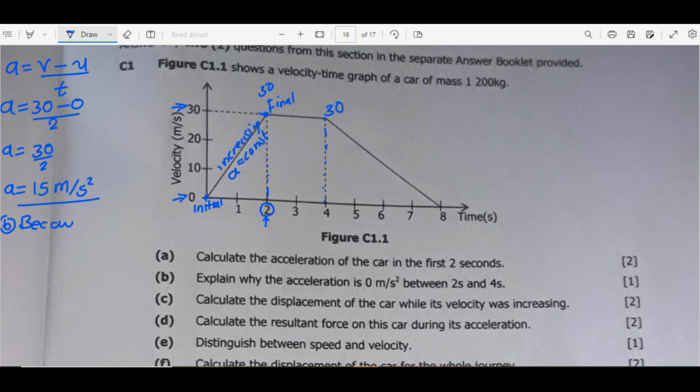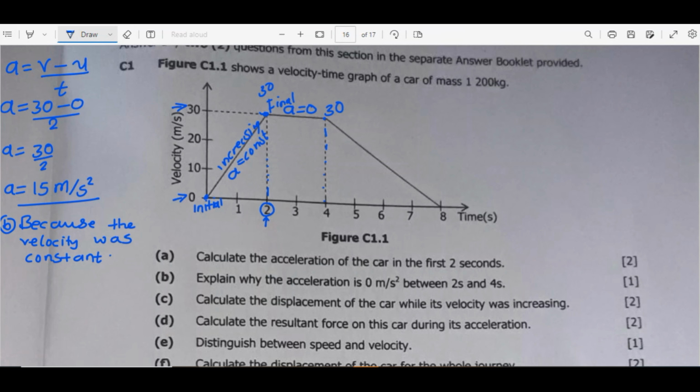So we can answer our question here: because the velocity was constant, it was not changing. And you can prove it: whenever the velocity is not changing, the final velocity is equal to the initial velocity, so if we subtract 30 minus 30, we still get zero. So that's the concept here. That's the reason why at this point the acceleration is always zero. The final is equal to initial.